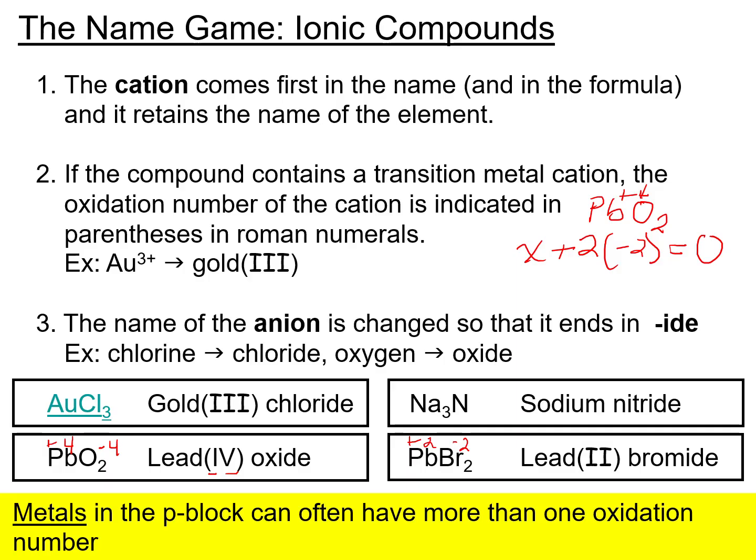Down at the yellow box, it's just reminding you that if you have lead or tin, so let's write that down here. They can have more than one oxidation number. They can either be plus 2 or plus 4. And the reason why they can be different as compared to the ones that are a little bit higher up in the periodic table is because they're much farther down. They just have a lot more electrons that can start bouncing around at the different energy levels.